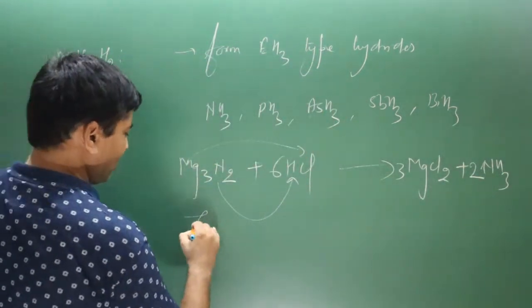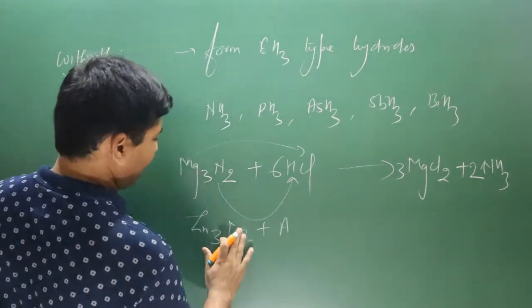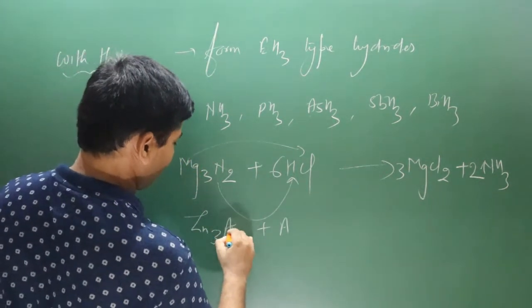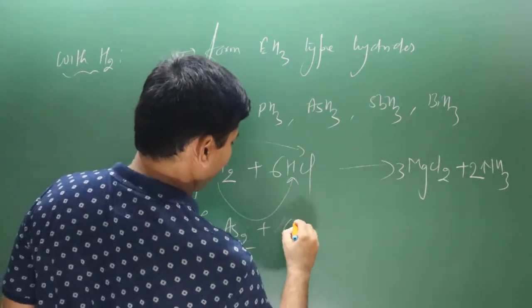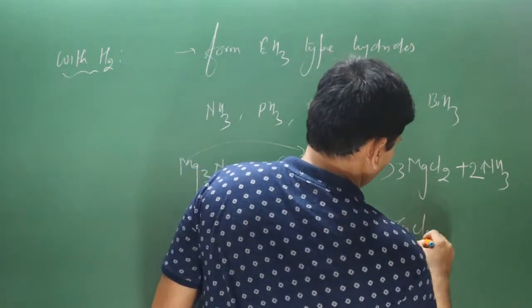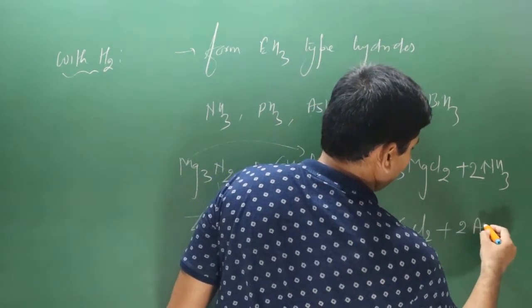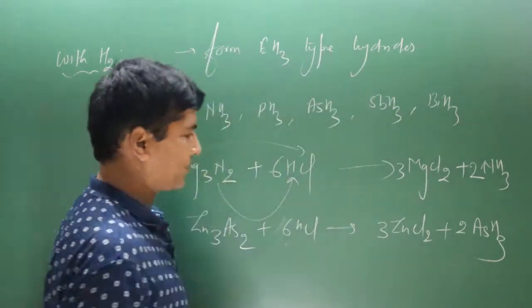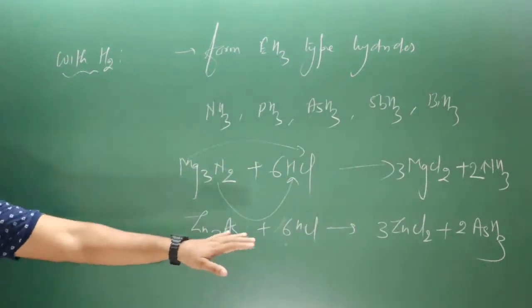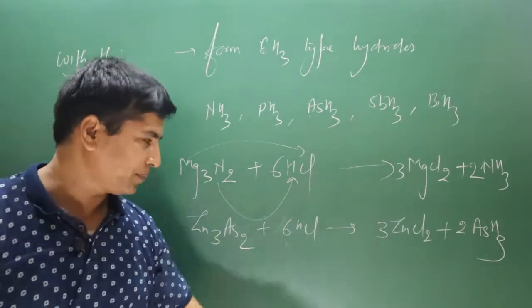Similarly, we have zinc, Zn3As2, and then we can take 6 HCl, then we get 3 ZnCl2. In the same pattern the reaction is going to be completed, AsH3 is formed. Reaction completed: 3 ZnCl2 and 2 AsH3.